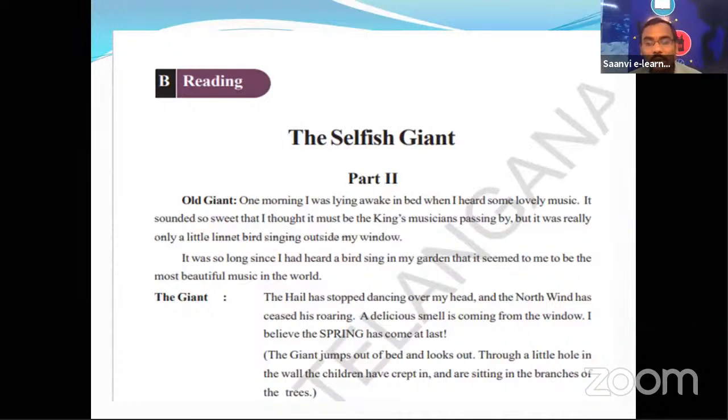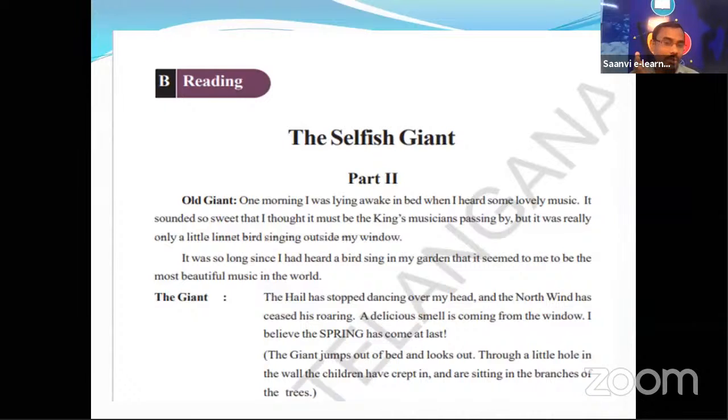The giant jumps out of bed and looks out. Through a little hole in the wall, the children have crept in and are sitting in the branches of the trees. So what happened in his garden? The entire situation has changed. The giant understood that the spring had arrived in his garden finally through a little hole in the wall.